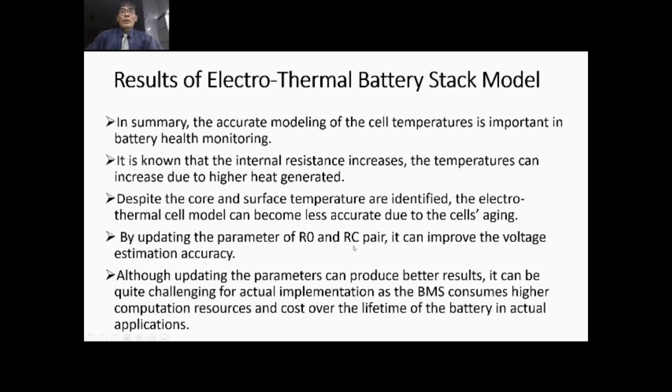By updating the parameters of R0 and the RC pairs, which means R1 and C1 in this case, it can improve the voltage estimation accuracy. But although updating the parameters can produce a better result, it can be quite challenging for actual implementation, as the BMS consumes higher computation resources, not forgetting that some use AI and machine learning. That will be even more resource intensive in terms of hardware and software. So the cost over the lifetime of the battery application will be quite challenging.